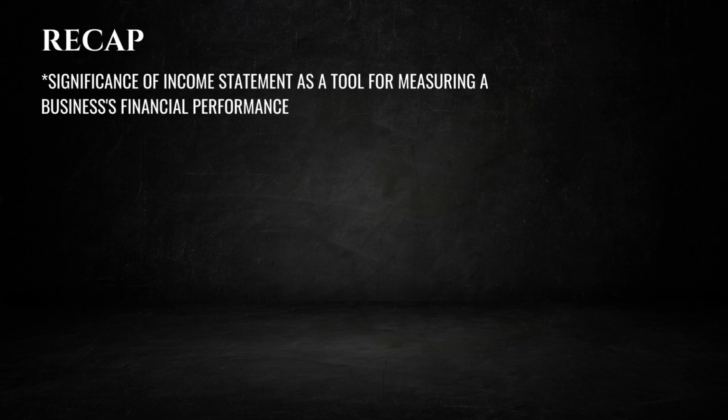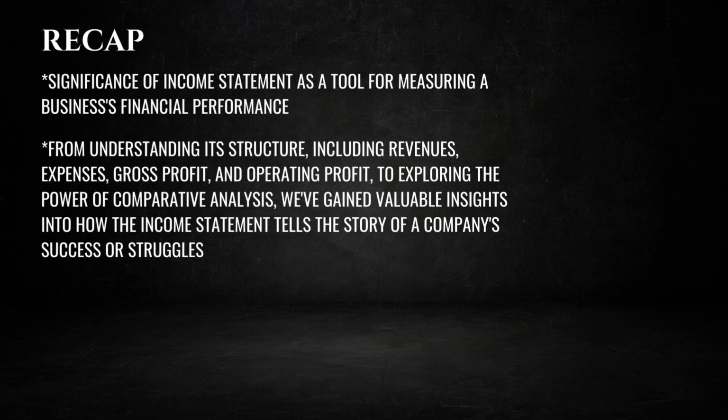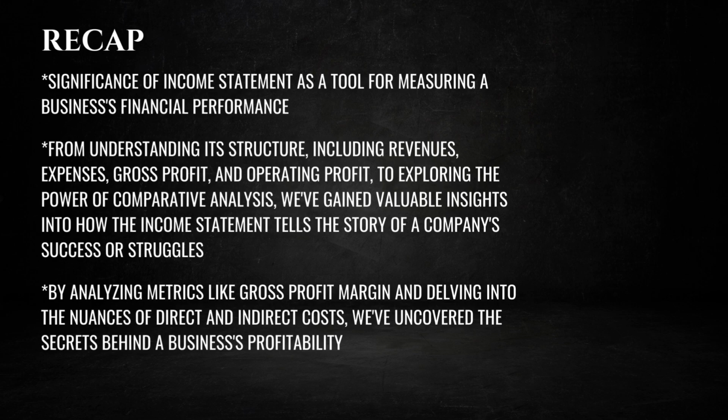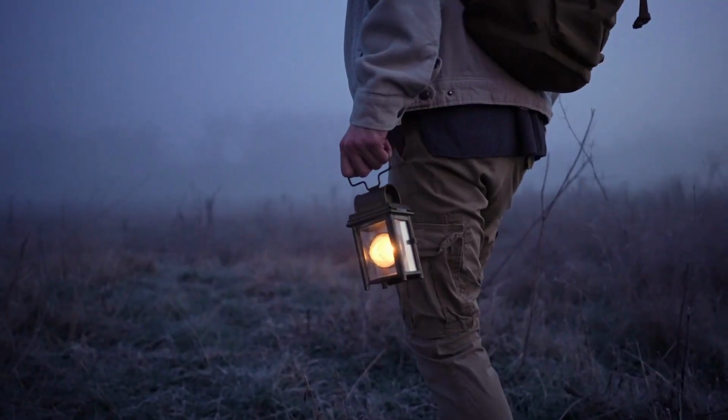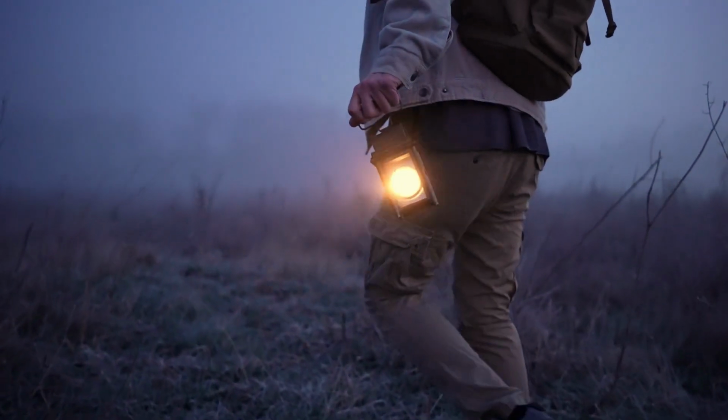To recap, we've discovered the significance of the income statement as a tool for measuring a business's financial performance. From understanding its structure, including revenues, expenses, gross profit, and operating profit, to exploring the power of comparative analysis, we've gained valuable insights into how the income statement tells the story of a company's success or struggles. By analyzing metrics like gross profit margin and delving into the nuances of direct and indirect costs, we've uncovered the secrets behind a business's profitability. Armed with this knowledge, we are now equipped to navigate the financial landscape with confidence and make informed decisions. So let's continue our exploration of the financial world, one statement at a time.